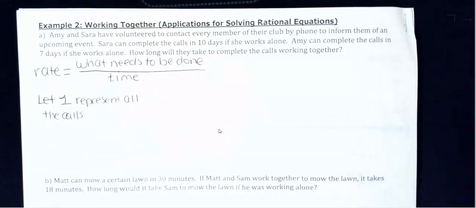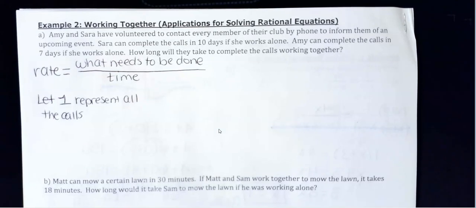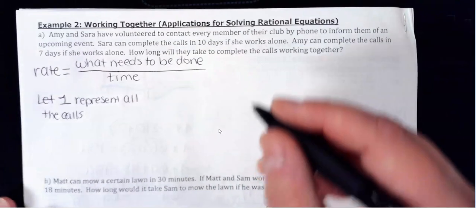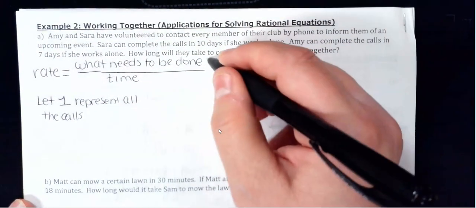And like I said, if you wanted to say, oh, they're going to make 100 calls and use 100 as the number, that would work as well. But I'm just going to use 1 because it makes it a little bit easier to work with since they didn't give us an example. Well, they have lives. I don't know. Maybe they have to make a lot of phone calls.